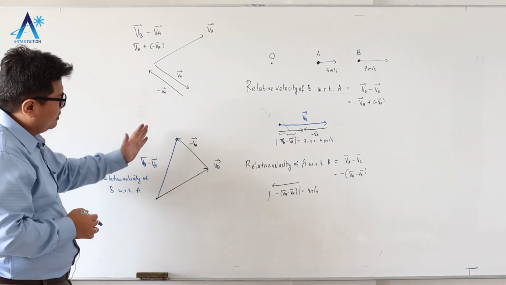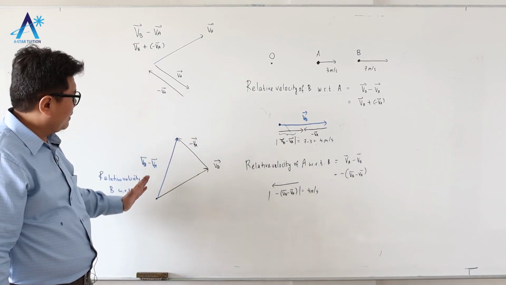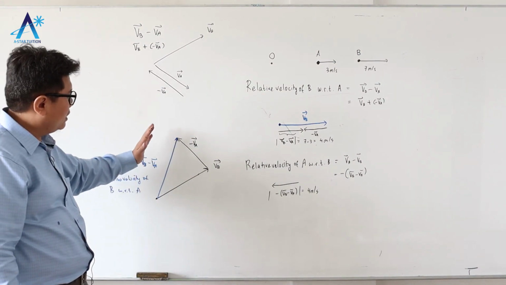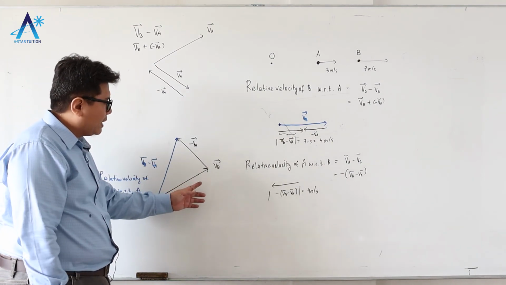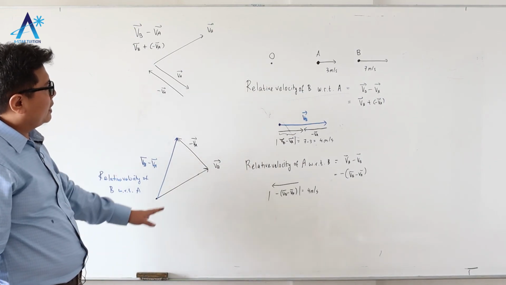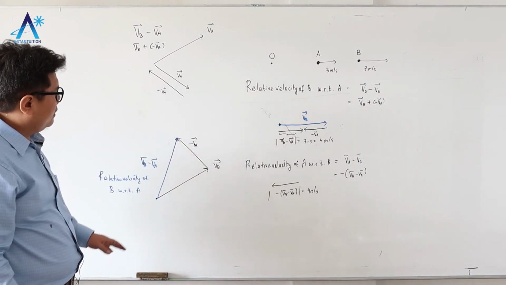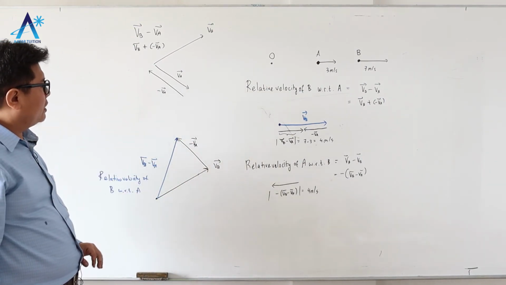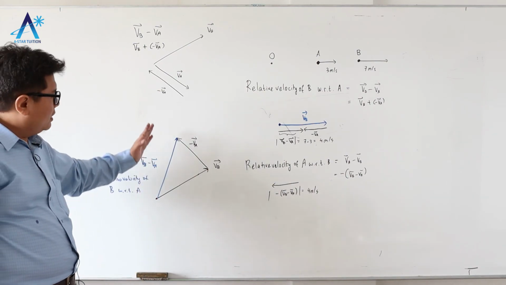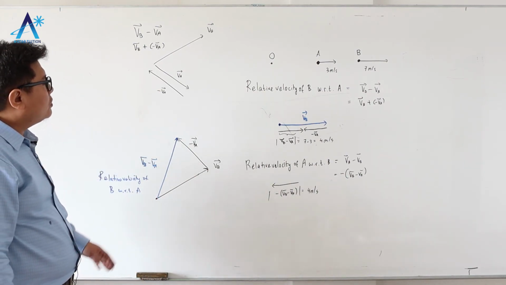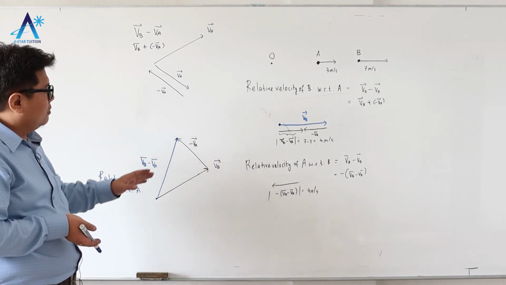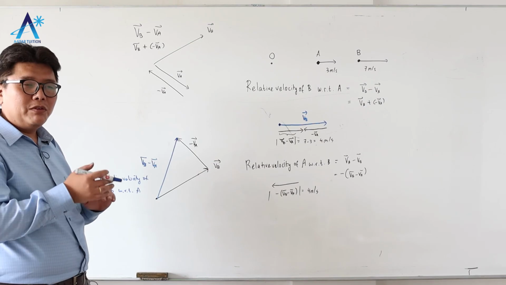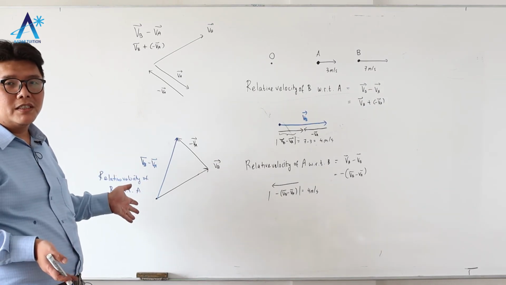You can actually find the magnitude by using the triangle formula. If you know the magnitude of VB and the magnitude of VA, and the angle is given, then you can find the resultant. Also, you can find the resultant by the method that we discussed previously, which is resolving the components.